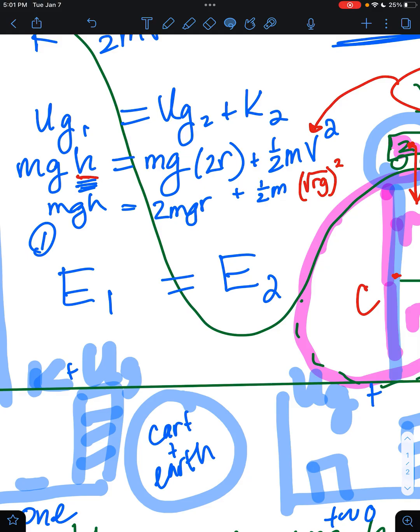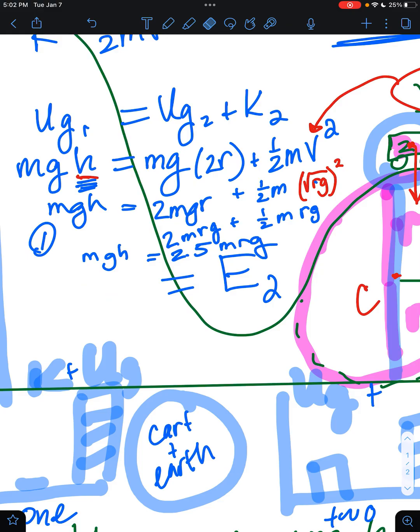But before I do that, I could probably consolidate things a little bit. Like for instance, the square root of rg squared is just rg. So I have 1/2 mrg plus 2 mrg. It's going to give me 2.5 mrg is equal to mgh. Now, as I am trying to solve for my h, I'm going to divide both sides by mg.